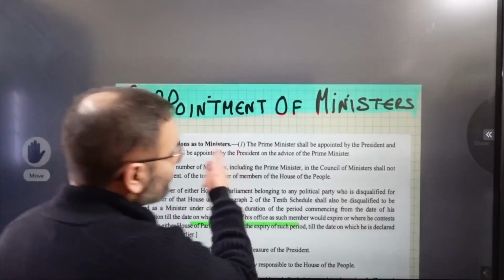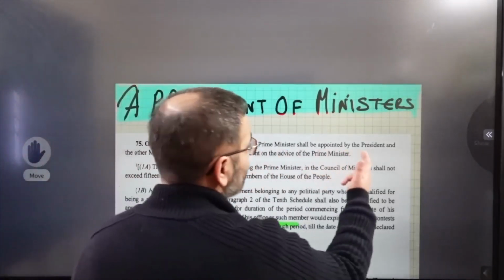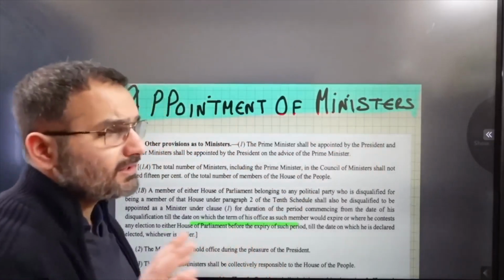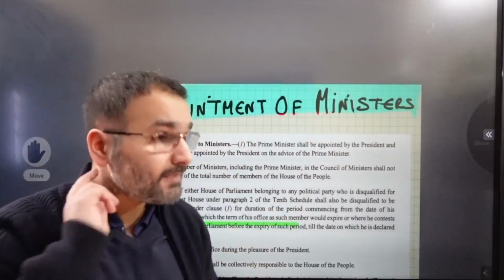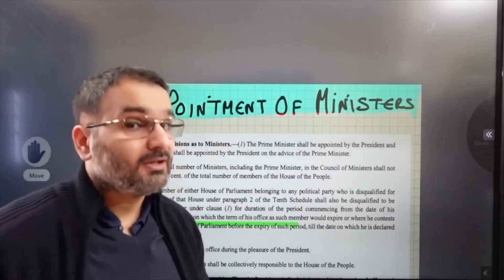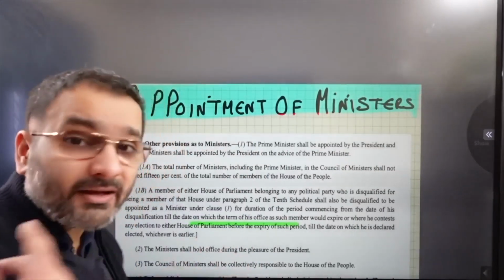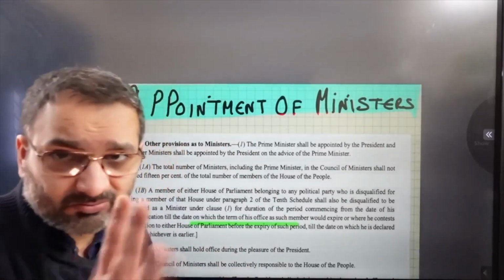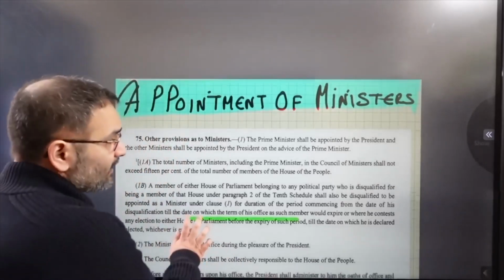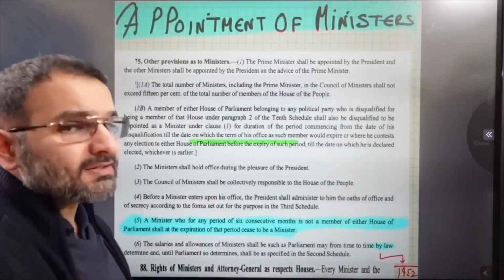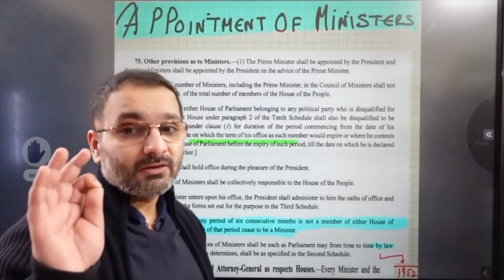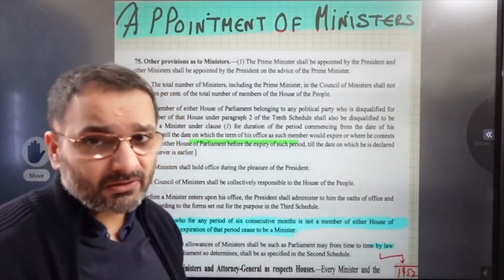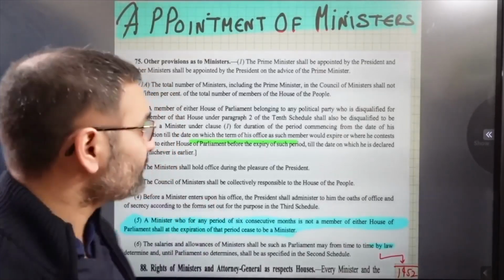And since this clause is there, that is 75 clause 1, the prime minister shall be appointed by the president. Reading this, it seems that maybe the president has some discretion. BJP tells him to make Modi ji PM, maybe he appoints Advani ji. Sorry, none of that is happening. The prime minister has to enjoy the confidence of the majority numbers in the Lok Sabha. That is how he will be allowed to function pretty much.